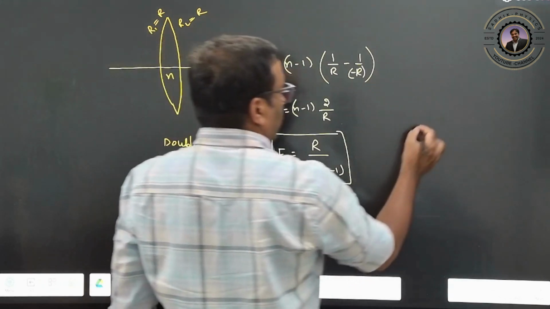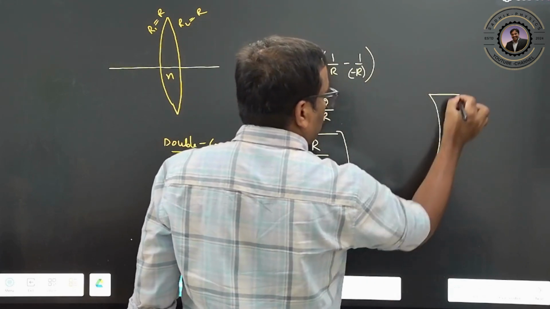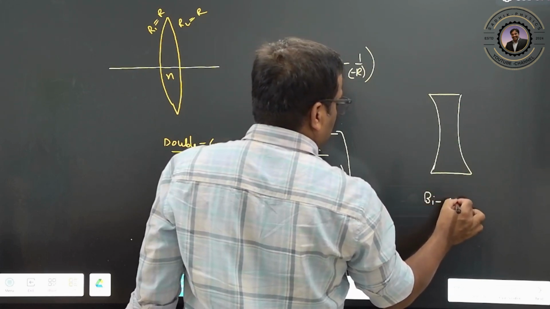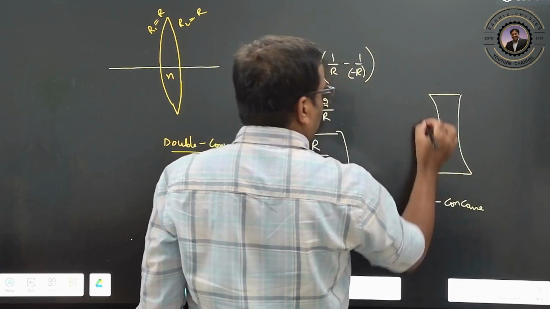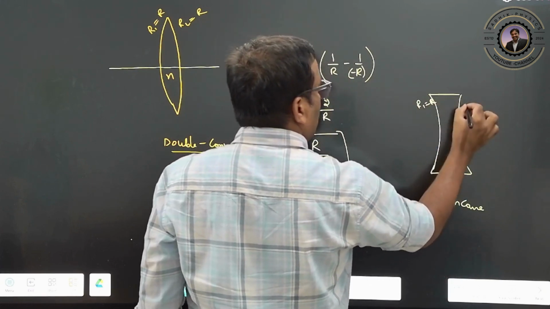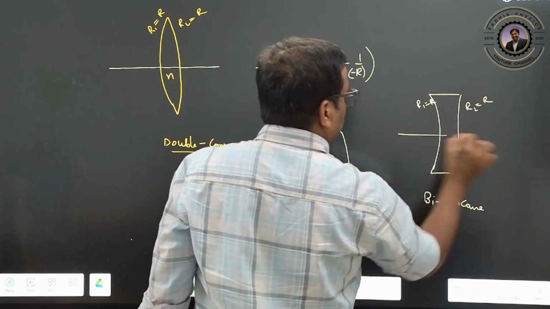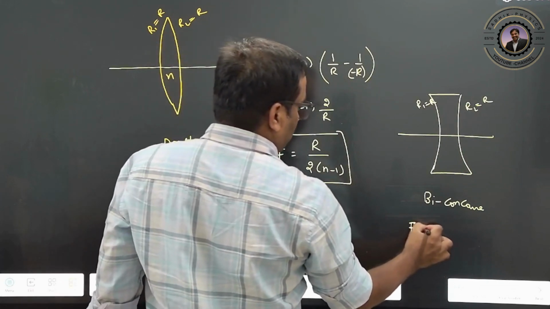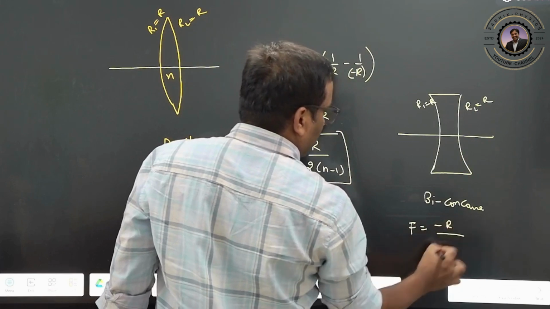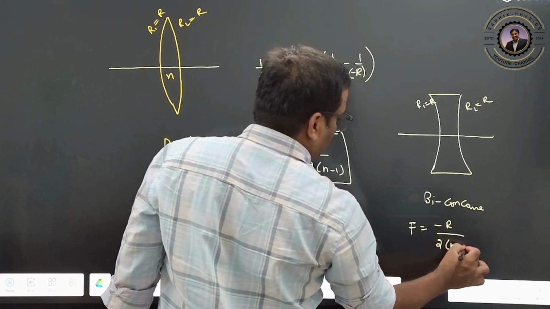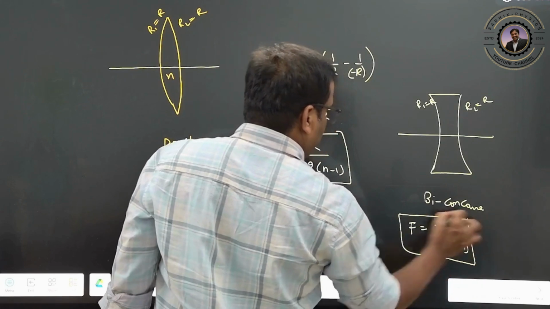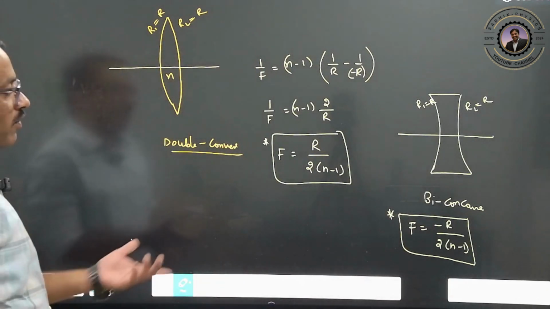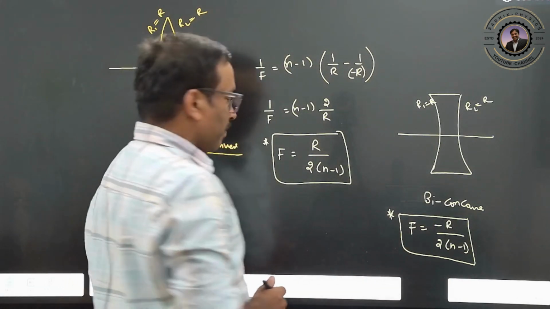This is double convex, and now double concave. This is your biconcave lens, with the same R1 equal to R and R2 equal to R. What will be the focal length of this one? It will be the same in magnitude but with a minus sign: minus R by 2(n minus 1). This is the focal length formula for a biconcave lens. Clear?